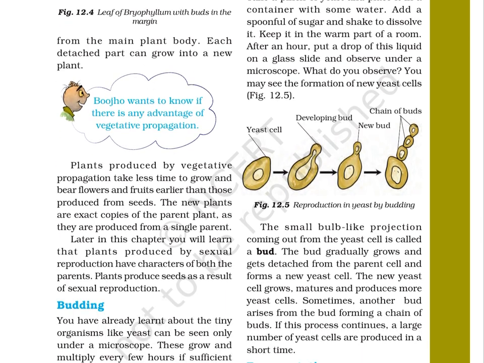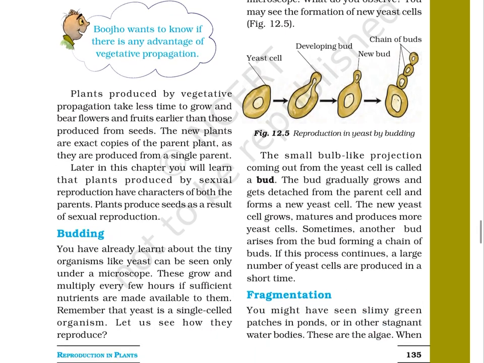Here we can observe a yeast cell. Then it starts changing its form and we can observe a developing bud. This developing bud in the next step becomes a new bud. Then, in the final step, we can observe a chain of buds which have evolved from the original yeast cell.